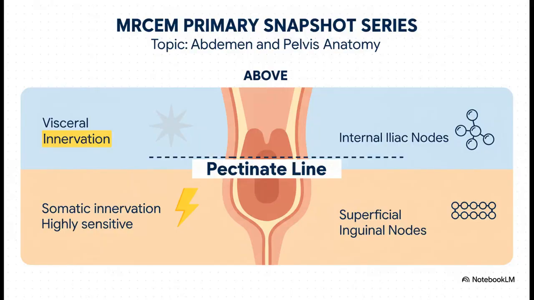So here's the clinical takeaway. Above the line is visceral innervation, so it's insensitive to pain. That's why internal hemorrhoids don't typically hurt. But below the line, it's somatic. From the pudendal nerve, it is incredibly sensitive. That's why external hemorrhoids are so painful.